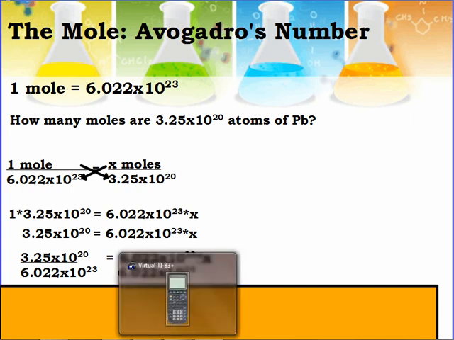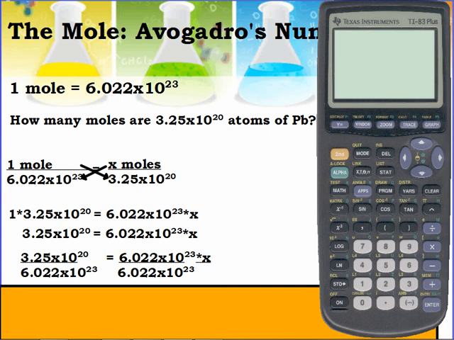Now we have to pull out the calculator and enter our numbers. I know that many of you are used to using the caret to enter exponents, but I'm going to show you a different way, and I would like you to use this way in class. It will avoid any confusion and any error. Let's turn my calculator on. Let me clear that out.